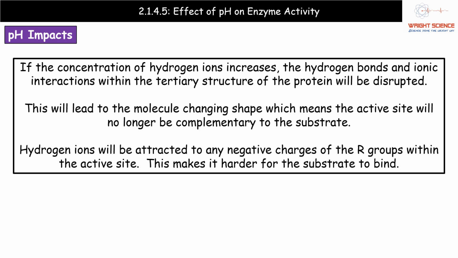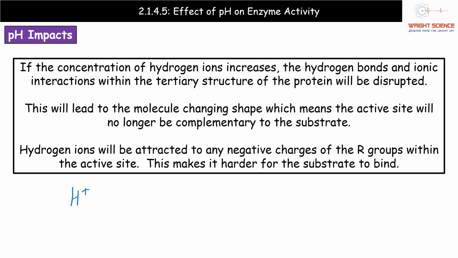So because we're changing the shape of a molecule and we're talking about enzymes, that means the active site has changed its shape. Because of that, it's no longer complementary to the substrate, and therefore the rate is going to decrease. The reason it's going to have a second impact is because if we're talking hydrogen ions, remember, they have got a positive charge on them.